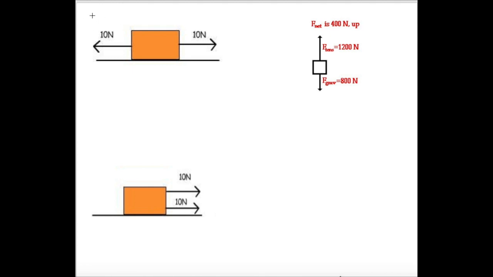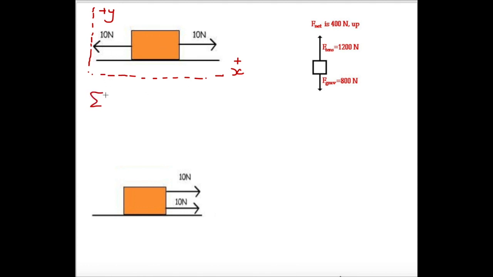So one easy way to do this is to just set up a classic coordinate system like you would in math class, with your positive x direction pointing to the right and your positive y direction pointing upwards. In that case, that would make one of these forces, the one pointing to the right, be positive 10 newtons, and the force pointing to the left, a negative 10 newtons.